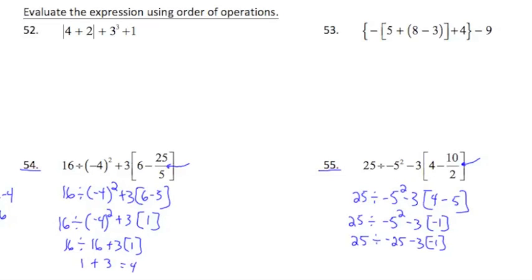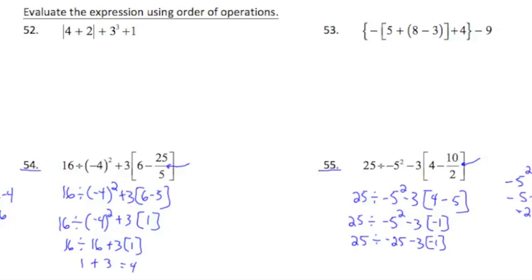Okay, let's talk about that just for a minute. When I had negative 5 squared, it's just the 5 that is getting taken to that second power. So really what I have here is a negative sign, and then I'm going to take 5 times 5, and so that's why I ended up with negative 25 for that answer.